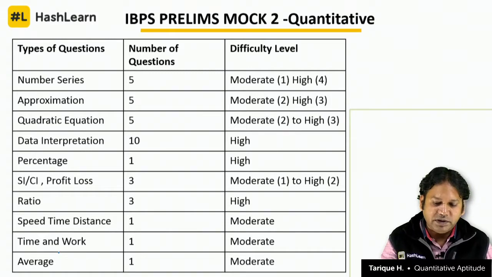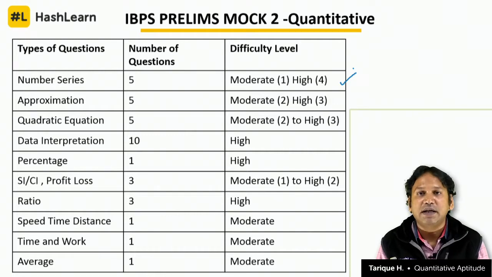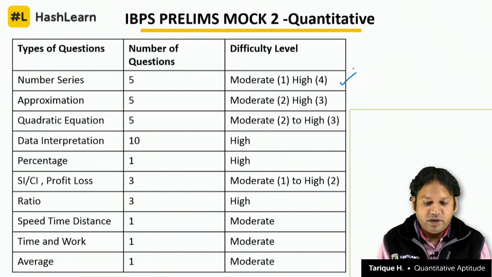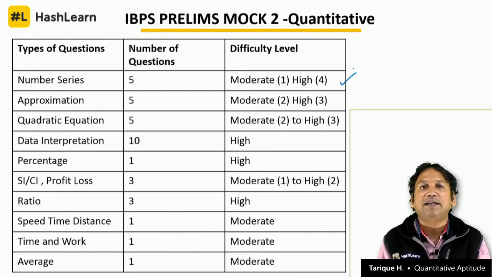We have questions on number series. Now if we see the questions on number series, there are 5 questions as is the normal case, with 1 question being of moderate difficulty level and 4 questions being of high difficulty level.